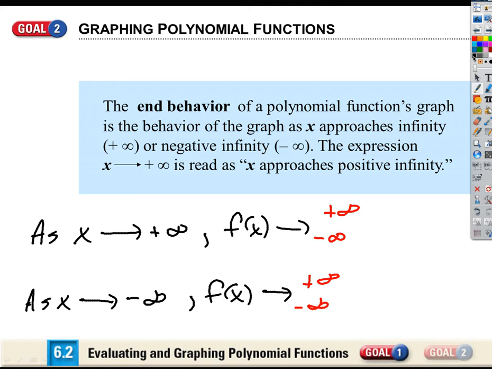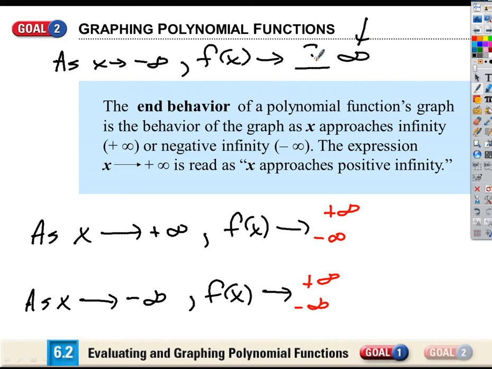The question that you're going to do on Moodle, for example, would look something like this. As x approaches negative infinity, for some function that you're given, f of x approaches, you already know that there's going to be an infinity there. The question is just, what is the sign going to be? Is it positive or negative? That's all you're figuring out all the time. Is it an uphill or a downhill that he's dealing with? Okay? All right.